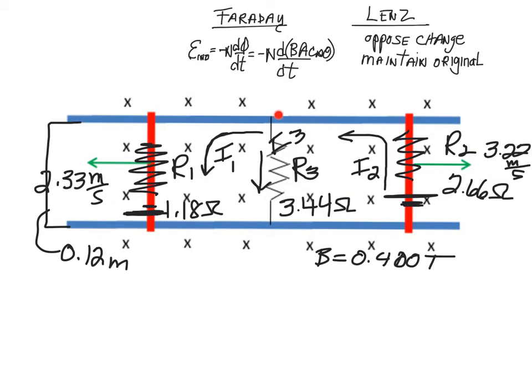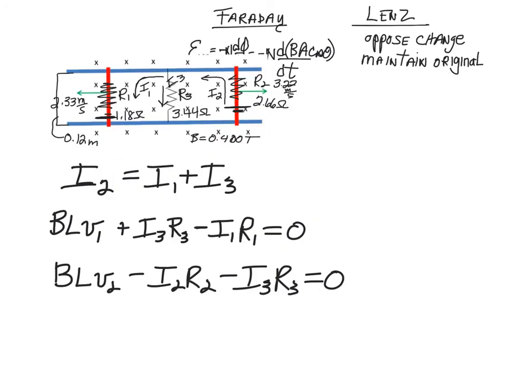So let's do this junction and this loop and this loop. So that's the 3 equations. Why don't you try writing those 3 equations and then come back and check. So here are your 3 equations. If you go to this junction, I2 goes in and I1 and I3 come out. So there's our junction rule or current rule equation.